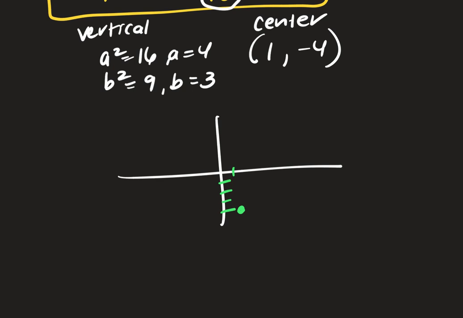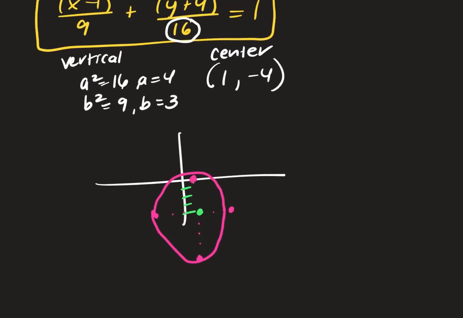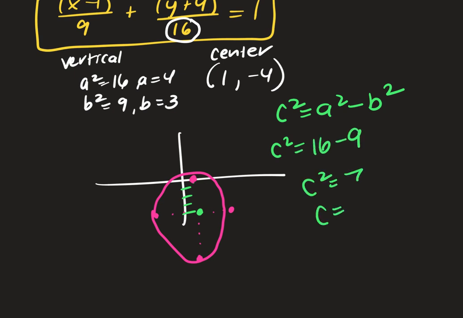Okay, so I'm going to go up 4 and down 4 because my ellipse is vertical. I'm going to go right 3 and left 3. And I'm going to draw my ellipse, which obviously is not drawn to scale, but you get the point. Then C squared equals A squared minus B squared in an ellipse. So my C is what I need to find. A squared is 16, B squared is 9, C squared equals 7, and C would equal the square root of 7. My foci lie also on the vertical because, again, this is a vertical ellipse.